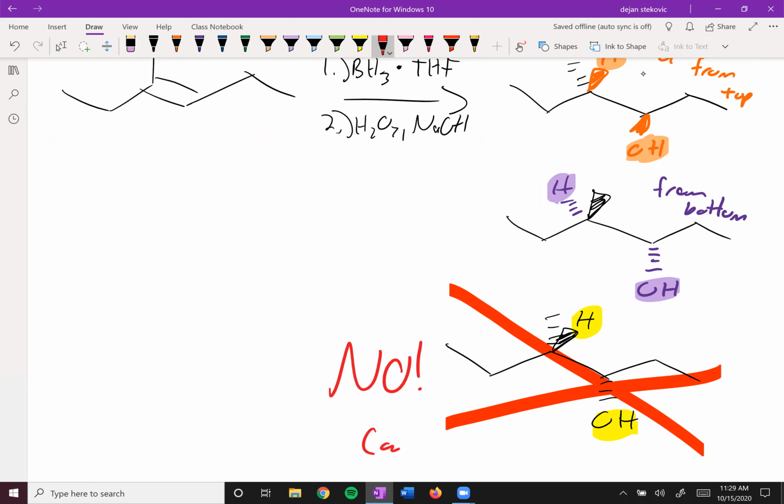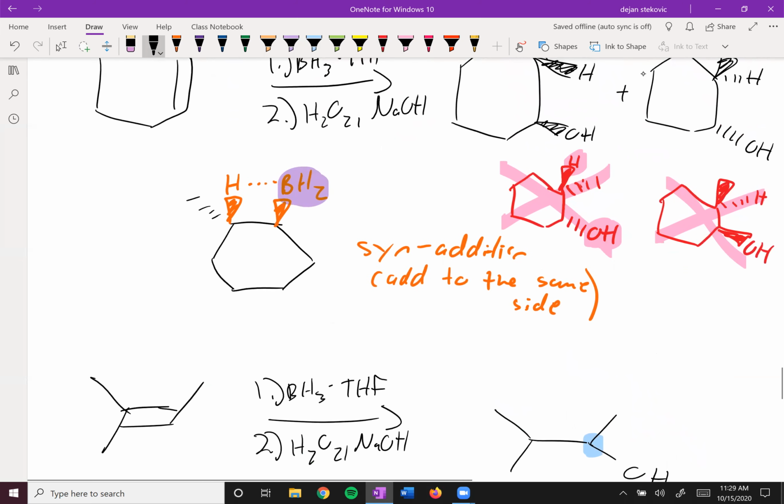So just some stereochemistry to think about this reaction as well. And again, all of this comes from the fact that we add this H and this BH2 syn to one another, and then that this BH2 gets replaced without changing the stereochemistry whatsoever.